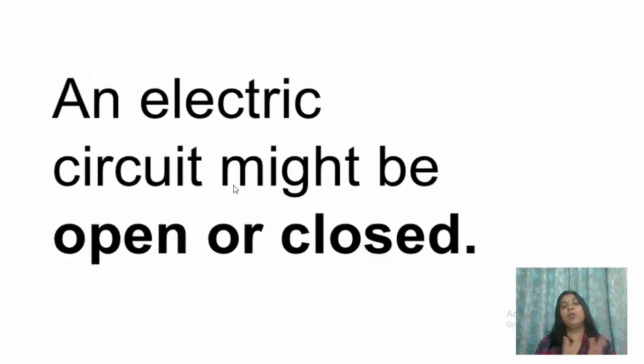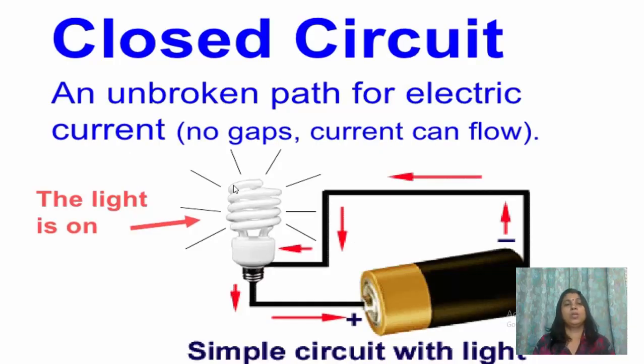An electric circuit might be open or closed. To open or close a circuit, you all have studied what we use. We use a switch. Now, closed circuit. A closed circuit is an unbroken path for electric current, meaning no gaps. When there is no gap, that means the circuit is closed and the current can flow. You can see in this simple circuit with light, the battery or the cell is connected to the CFL with the help of conducting wires. As there is no gap, the light is on.